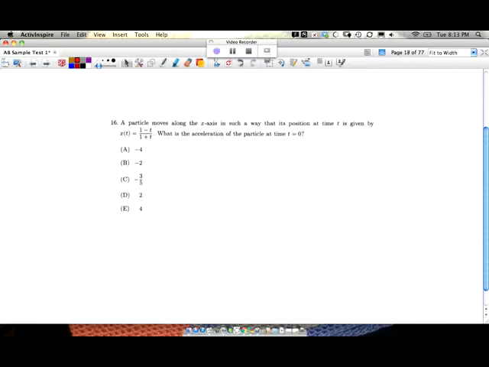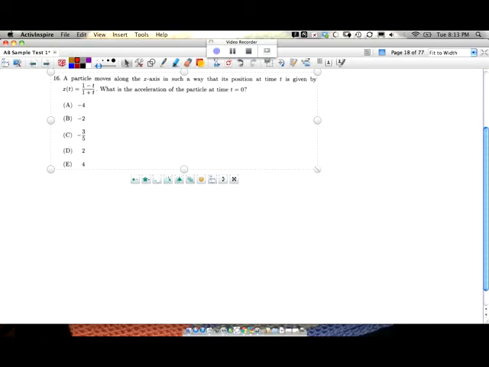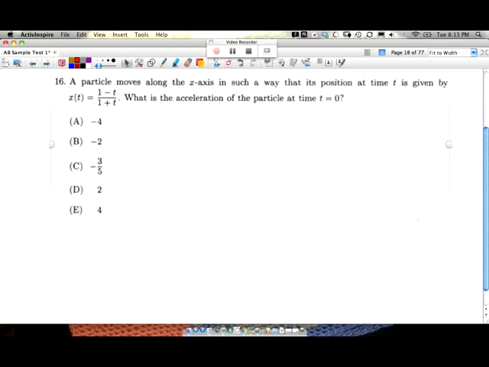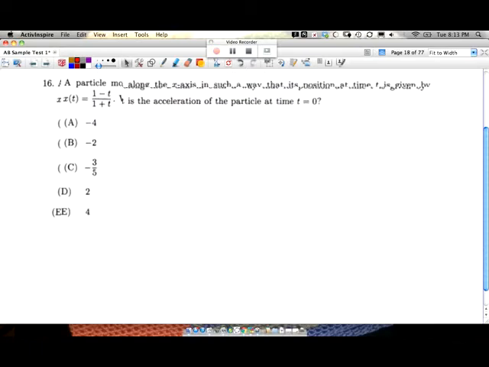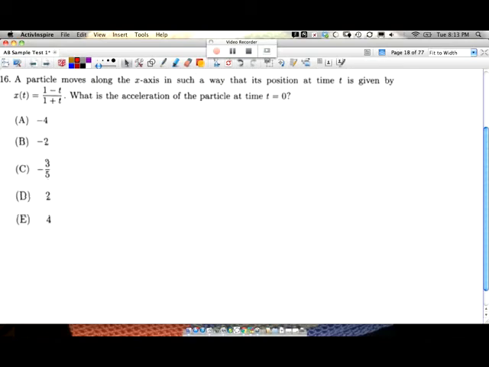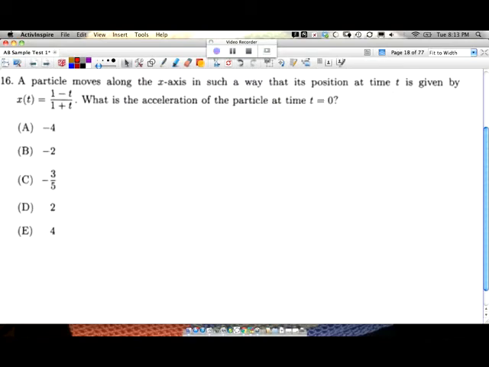Alright, what do we got here? A particle moves along the x-axis in such a way that its position at time t is given by x of t. What is the acceleration? Okay, so we have position x of t here. The question is, acceleration when t equals 0? In other words, what's a of 0?